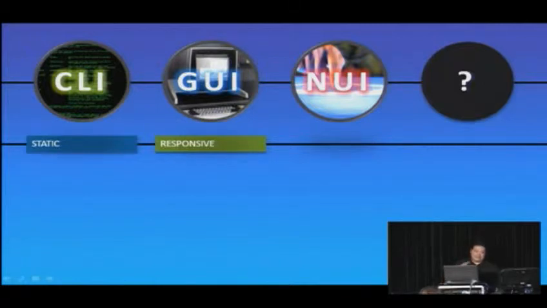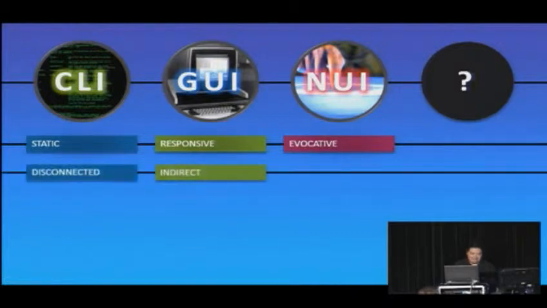So the five categories of differences begin with the perception of the user behavior. And this one talks about the perception that command line interfaces are static and GUIs are responsive. And following this train of thought, NUIs are then evocative. In other words, they're responsive like GUIs, but they kind of indicate what a user should do next. Here's the concept of feed forward as opposed to feedback.